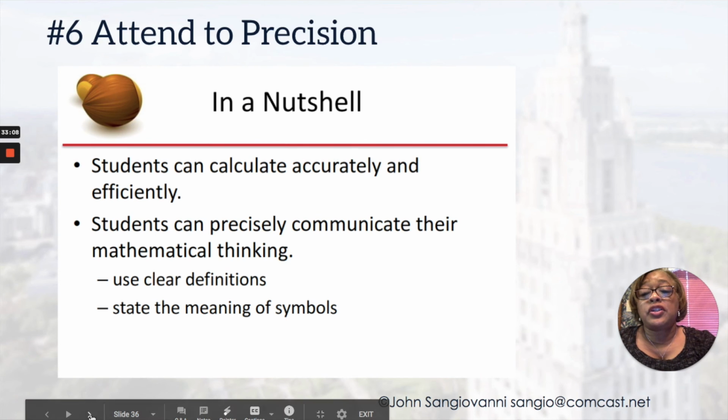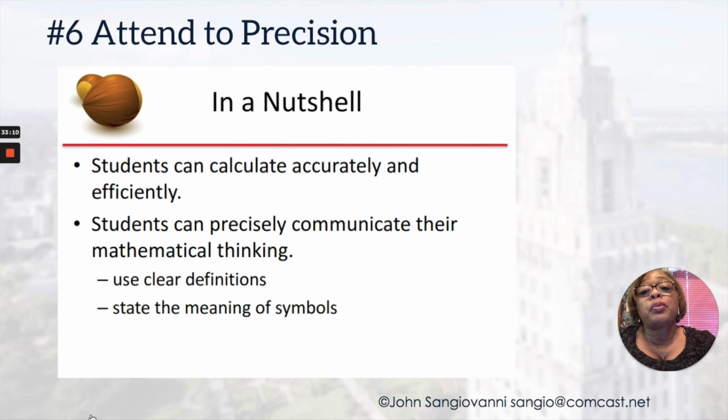Attend to precision, mathematical practice number 6. So in a nutshell, that means that students can calculate accurately and efficiently. Now, does that mean that they need to memorize a bunch of mad-minute facts? No, it does not. Because being able to do something accurately and efficiently doesn't always mean memorization. In most cases, it doesn't. Students will use strategies to solve a problem or use a smaller problem to solve a bigger problem.